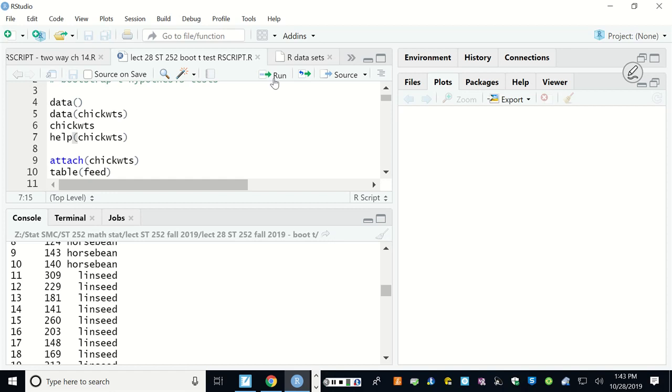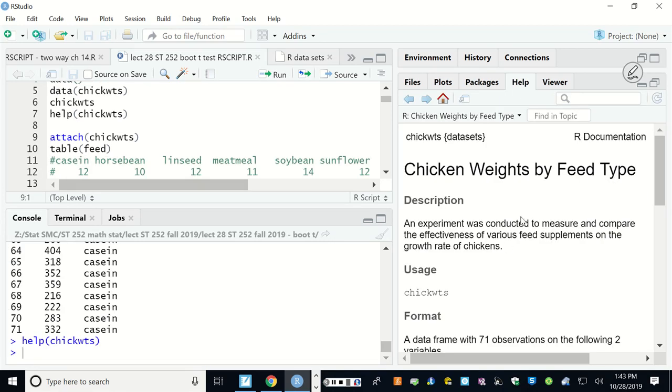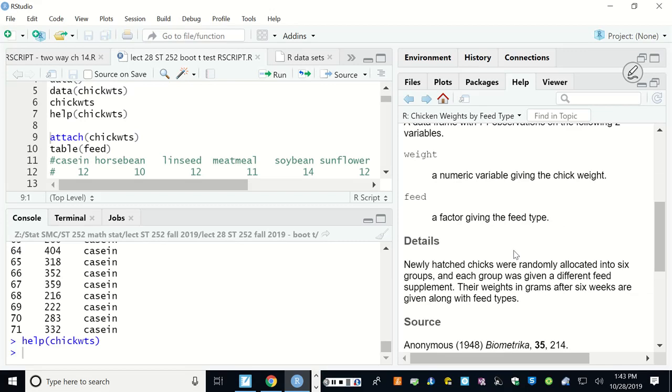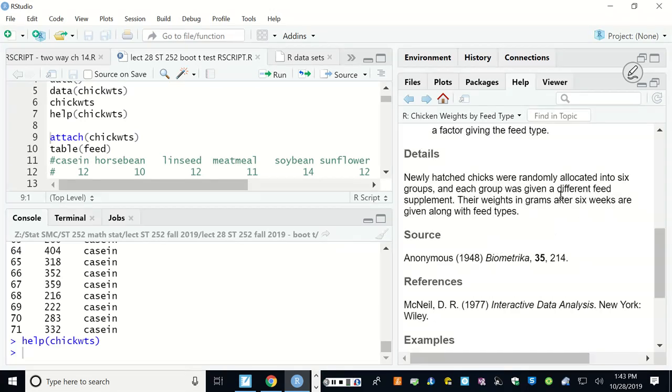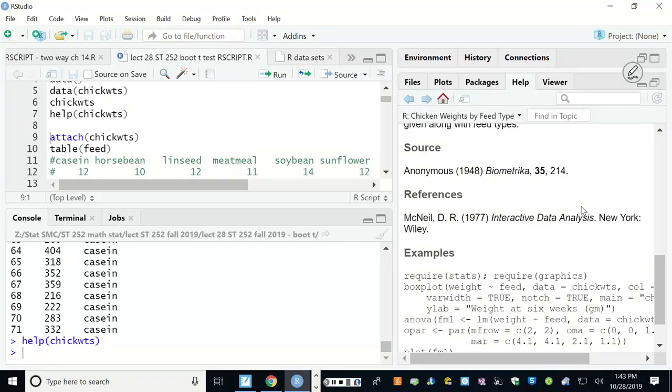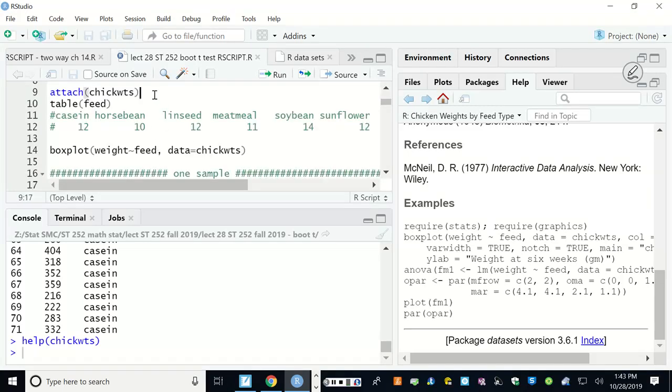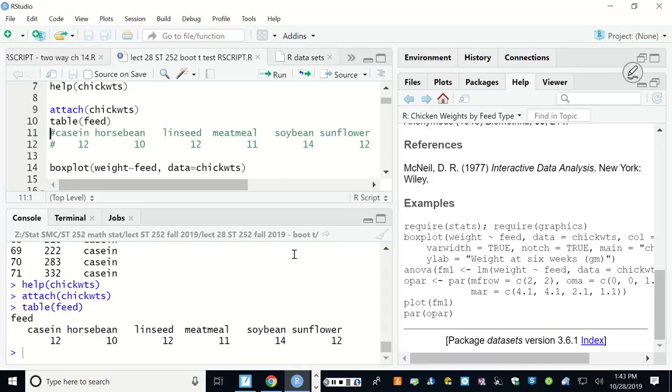Right, help of chick weights. An experiment was conducted to measure and compare the effectiveness of various feed supplements on the growth rate of chickens. Obviously, big business application, right? So, the weight in grams and the feed type appeared in Biometrics 1948 under Anonymous. It was published there for some reason. There's a bit of data there, but I'm going to attach it.